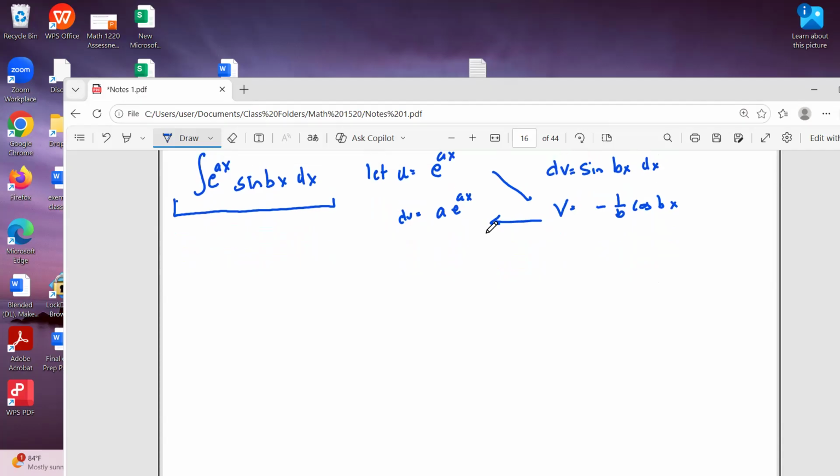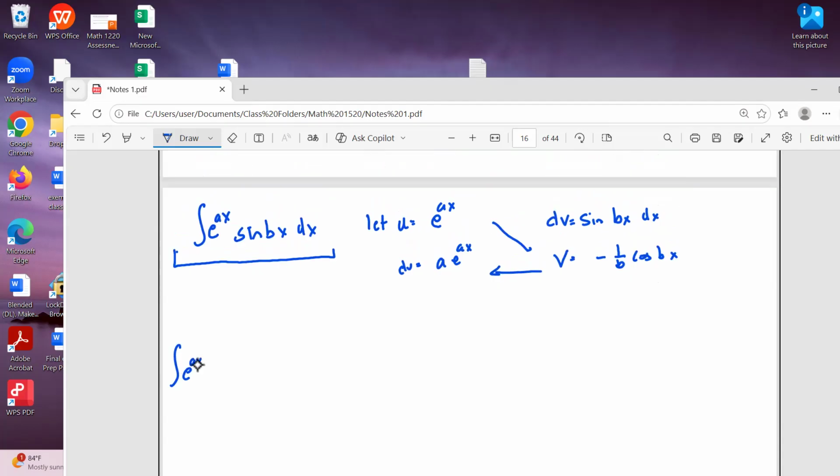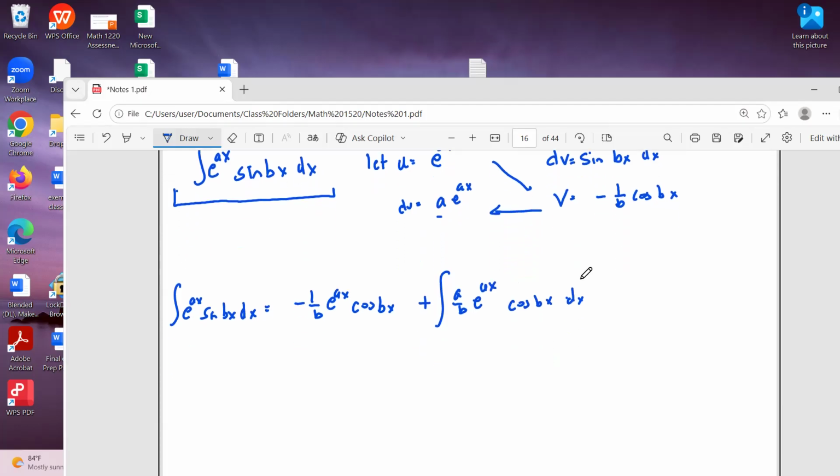So this is going to be the integral of e to the ax sine of bx dx equals, and here we have negative 1 over b e to the ax cosine bx minus a negative. So we're going to say minus a negative integral of a over b, that's this a and this over b, e to the ax cosine bx. And I find myself in a very similar situation to what we dealt with before. Instead of sine, I've changed it to cosine. Oh joy, that may not have done anything for me.